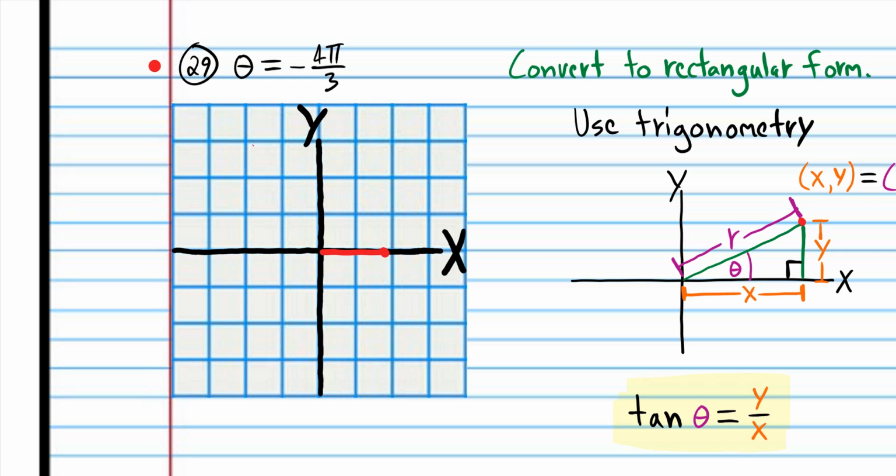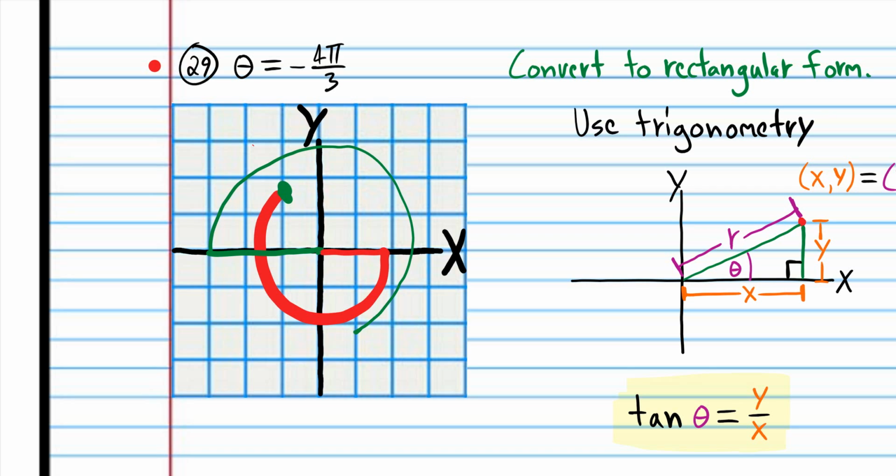4 pi over 3 would be 240, so this is negative 240, so we're going to go all the way over here. And if we count out, let's say we count out negative 4, and we rotate negative 240 degrees, then we'd go all the way out to here.